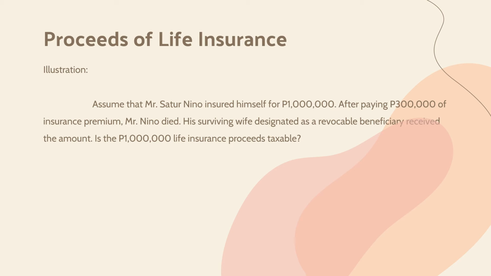Here, the 1 million pesos in life insurance proceeds received by Mr. Nino's wife are not subject to income tax, but they must be included as part of the gross estate subject to estate tax. So, if Nino's wife is an irrevocable beneficiary, which means she cannot be changed, then the 1 million pesos proceeds of life insurance are not taxed for both income tax and estate tax purposes.